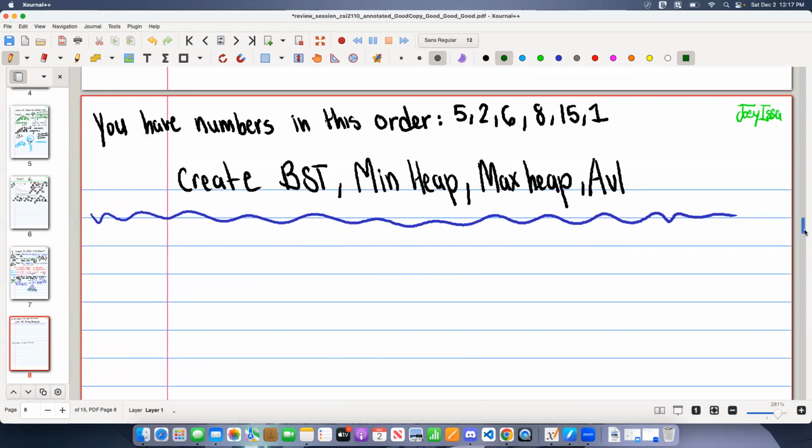Okay, so now you have the second important slide. Using the numbers, create a BST, min heap, max heap, and AVL tree. And I will have a 2-4 tree question coming next. Now, you have these numbers in this order. The professor told me that you guys kind of messed up a little bit with max heap, min heap and BST in terms of how you wrote it, but hopefully I can come back to that.